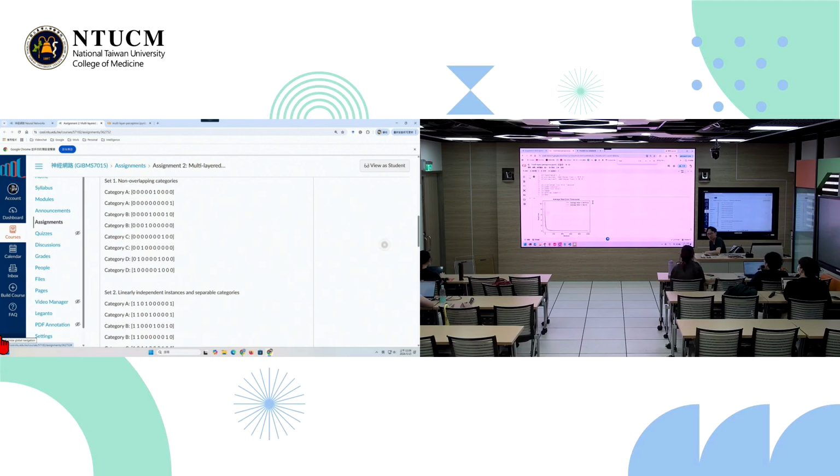I am guessing maybe the training or the testing is too easy. We don't need a hidden layer to do that. This one is for which pattern set? For pattern 1, the non-overlapping. So maybe if you have a more complicated one, like a non-linear one, the difference would come out when you compare them.